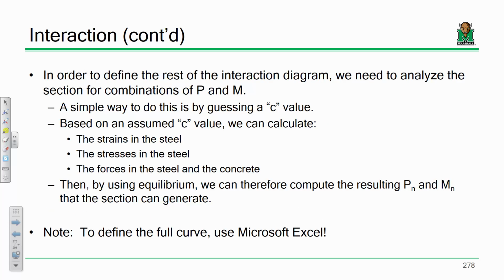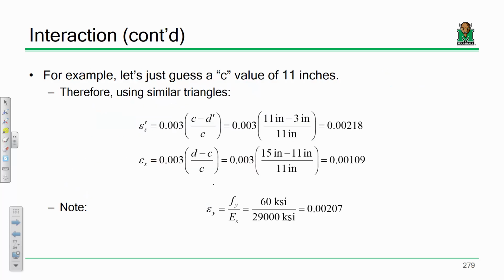So once you guess a C value, you can take that C value and determine strains. Once you determine strains, you can determine stresses. Once you determine stresses, you can determine forces. And then you can just use equilibrium to determine what's going on with the rest of the curve. So for the sake of discussion, I'm going to make a random guess and say that C equals 11 inches.